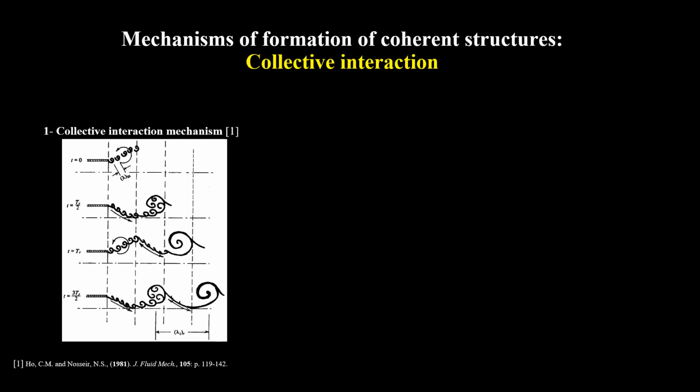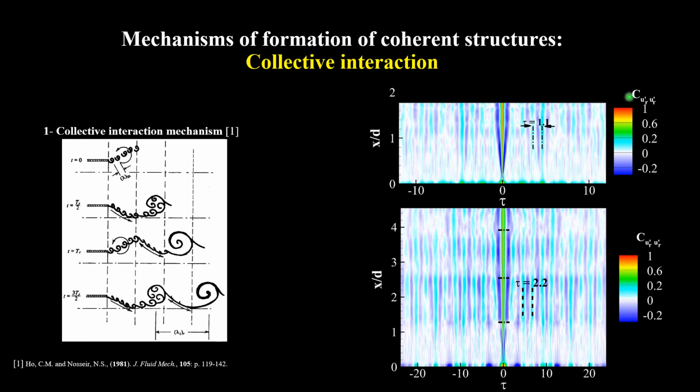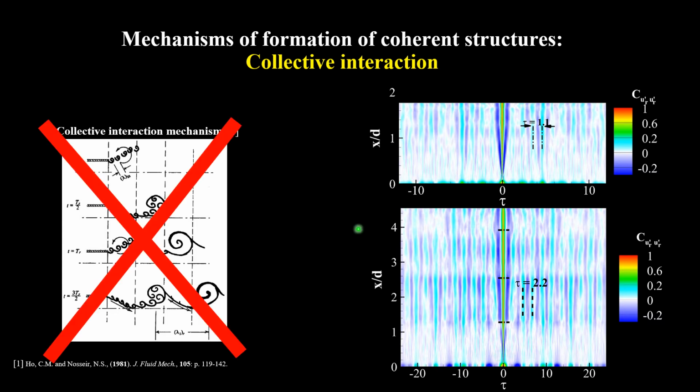Let's revisit the collective interaction mechanism. The autocorrelation of radial velocity fluctuations sampled at the shear layer shows that high frequencies are near the nozzle, and then they convert to the low frequency coherent motion a jet diameter from the nozzle lip. Then we do not see low frequency motion dominating near the nozzle. This gives us the indication that collective interaction is not the dominant mechanism in this flow.